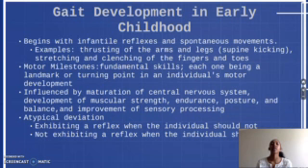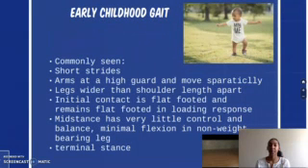Motor milestones are landmarks or turning points in an individual's motor development. They are influenced by maturation of the central nervous system, development of muscular strength, endurance, posture, and balance, and improvement of sensory processing. Some atypical deviations would be exhibiting a reflex when the individual should not be, and not exhibiting a reflex when the individual should be.